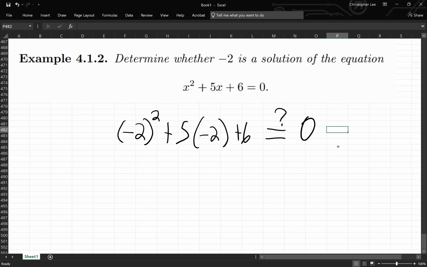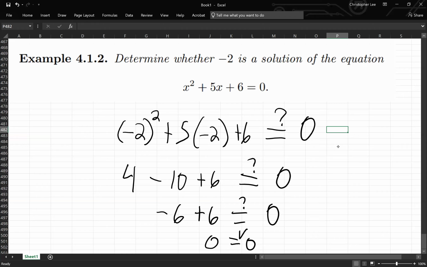-2 squared, what's that? 4, right? All right, help me out. What is 5 times -2? -10, plus 6. I'm not sure, but I want to know, does this equal 0? 4 minus 10 is what? -6. So -6 plus 6. I'm still not sure, but does that equal 0? In fact, -6 plus 6 is 0. So 0 equals 0. This is how I check my answers, step by step.